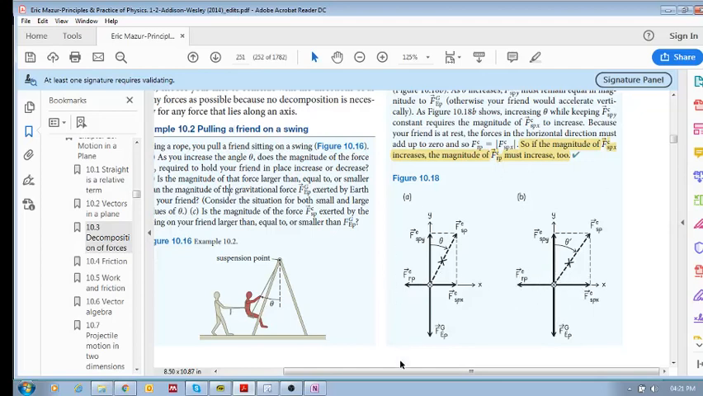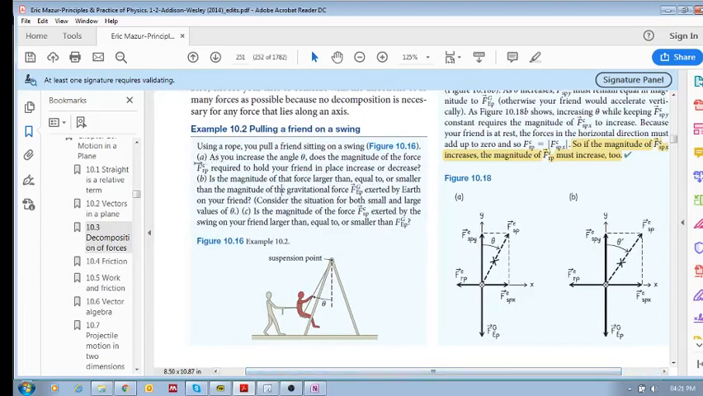Okay? So that's all I'm doing for this one. I'm just doing part A. Try to do part B and C. The solution is down there.